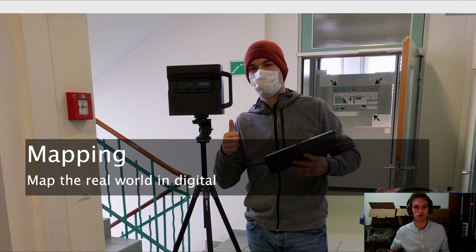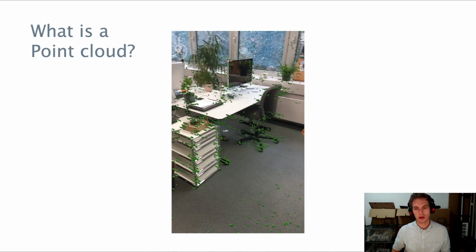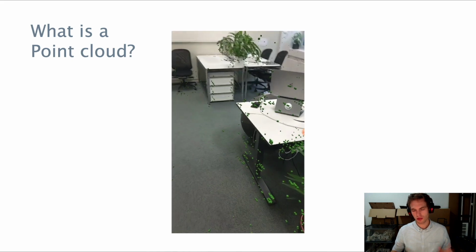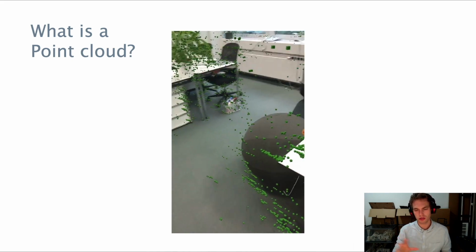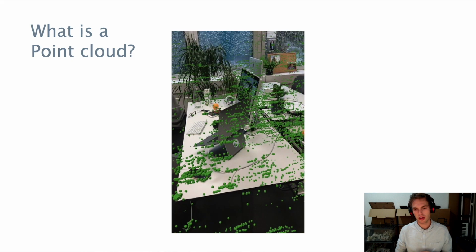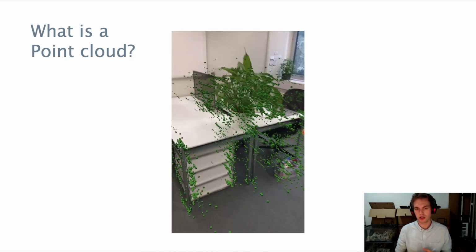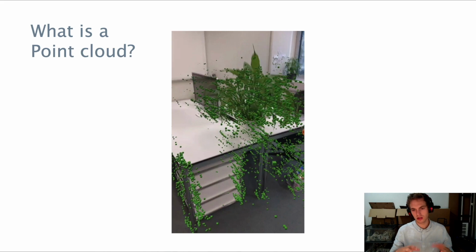In the beginning of our project, we started off with a really simple app to just visualize the point cloud. And the point cloud is a set of data that represents the environment of the real world in the digital world. And it basically is all the unique points in the environment that help to orientate the device camera.